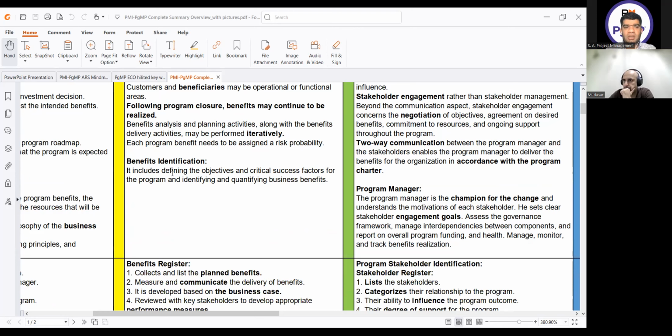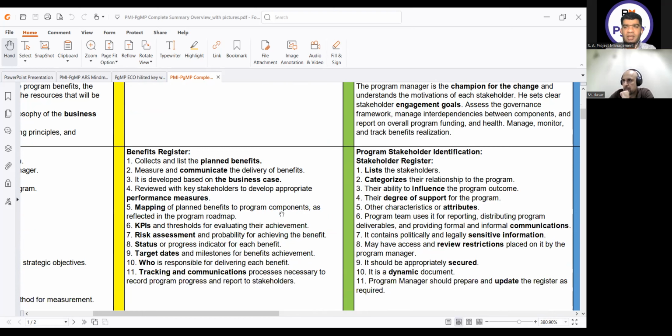In the benefits, first of all, we do the benefits identification. It includes defining the objectives and critical success factors for the program and identifying and quantifying the business benefits. It will give us the document which is a benefit register. It collects and lists the planned benefits, measure and communicate the delivery of benefits.